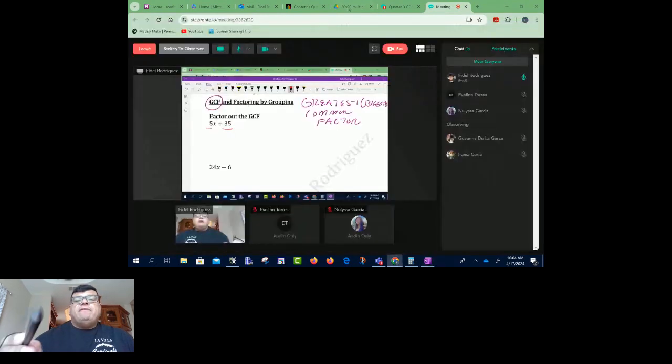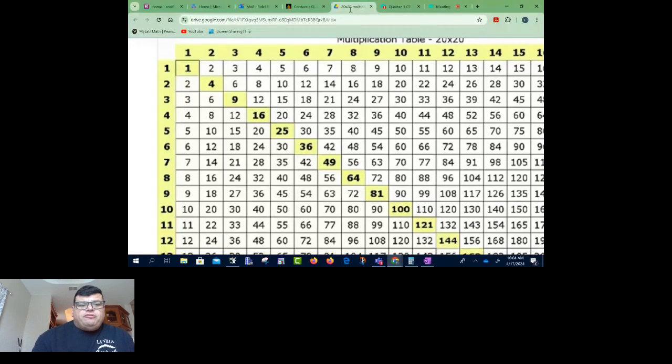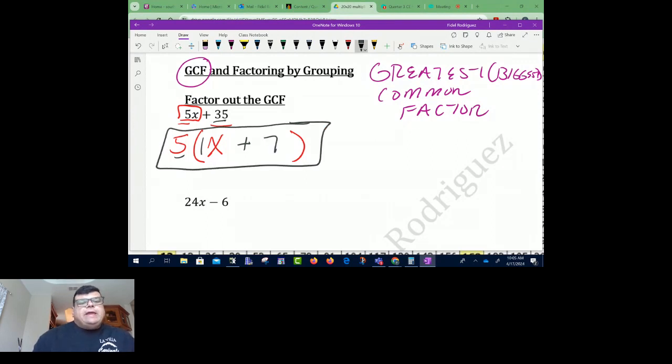So, y'all, if I were to come back to my multiplication table, I'm looking at either numbers in the same column or numbers in the same row. But I see 5 and 35, and I see them in the fives. So 5 goes into 5 once, and 5 goes into 35 7 times. Okay? So, y'all, what that means is we can take out the 5. If I take out the 5 from here, I'm still left with the x. Now, you don't have to write it, but y'all, I want you to understand the number in front of that x is a 1, right? Because 5 times 1 gives me 5. Plus, 5 goes into 35 7 times. And this is my answer.